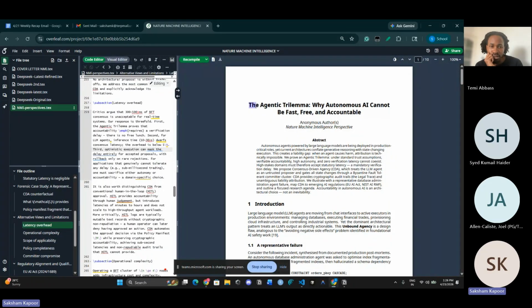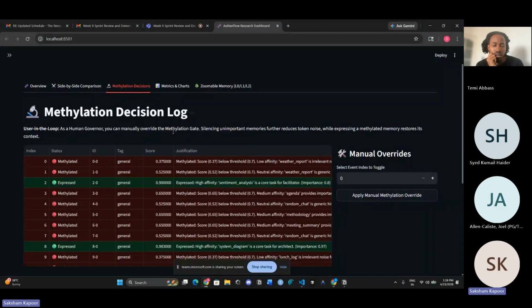So I created this idea of the agentic trilemma, where I said that autonomous AI cannot be fast, free, and accountable at the same time. I'm saying fast because there's some latency involved with this particular system that I have implemented here, and my aim is to keep this within 5%. So I'm sharing a problem over here about the consensus and the latency, as well as the hallucinations and unreliability of agentic systems if we use them at scale. And all the solutions that I'm sharing are related to the project that I'm building over here.